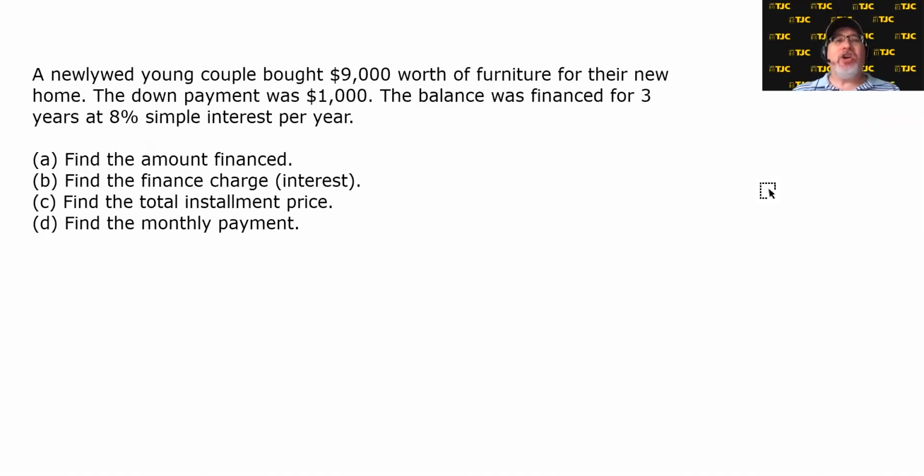A newlywed young couple bought $9,000 worth of furniture for their new home. The down payment was $1,000. The balance was financed for 3 years at 8% simple interest.